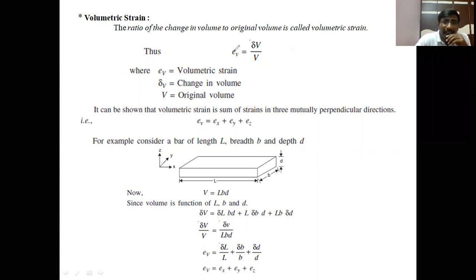The strain e_v, the volumetric strain, is the ratio of change in volume, that is delta V, to the original volume. Delta V is the change in volume. In some other books it can be represented as dV. dV is the change in volume. V is the initial volume of a member before applying the load on it.